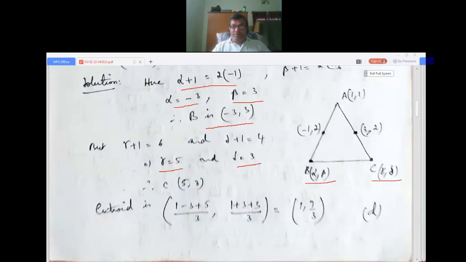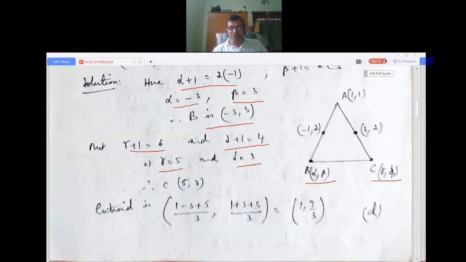Again here, gamma plus 1 by 2 equals 3 because 3 comma 2 is the midpoint of 1 comma 1 and gamma comma delta. So gamma plus 1 by 2 equals 3 and delta plus 1 by 2 equals 2. So gamma plus 1 will be 2 into 3, that is 6, as I have written here. Delta plus 1 by 2 equals 2, so delta plus 1 equals 4, so your gamma is 5 and delta is 3.